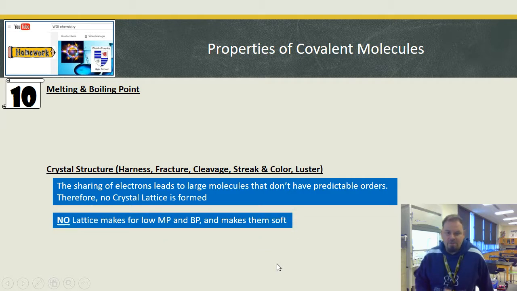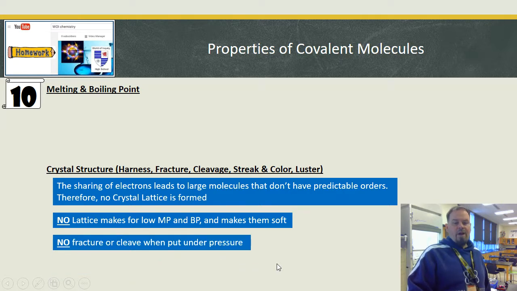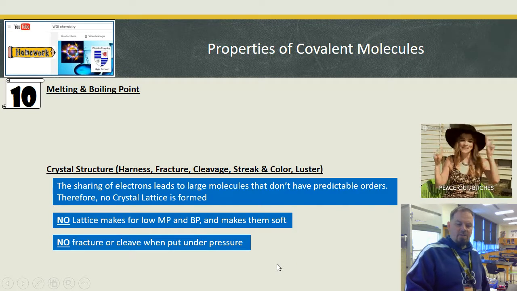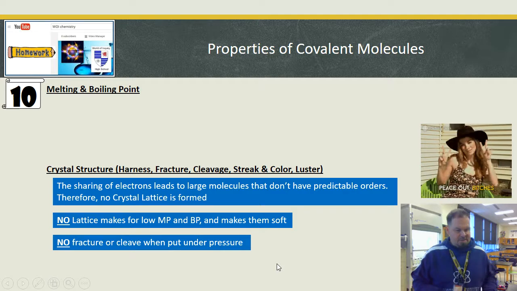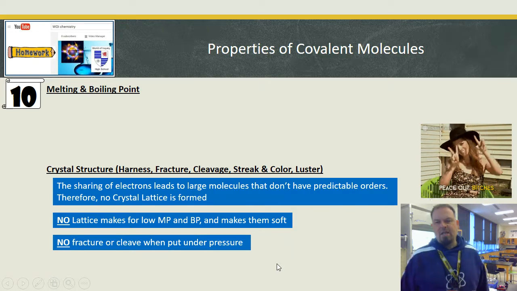The sharing also leads to not very strong bonds. There's no crystal lattice there, so no lattice makes for a low melting point, a low boiling point, and makes them very soft. There's no fracture, and they don't cleave under pressure. Think of salt: if you put salt underneath the hammer and press, you're going to hear it crack. Or if you put sugar underneath the hammer and you press, it's just going to kind of mush. You're not going to hear it pop, snap, crack, pop.